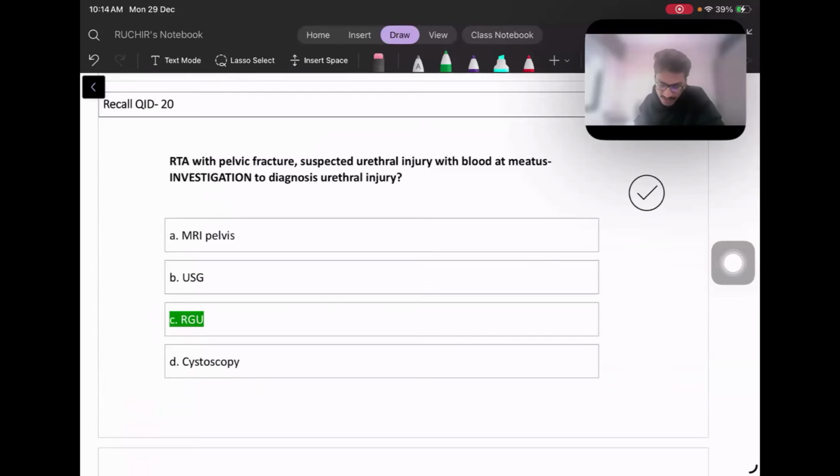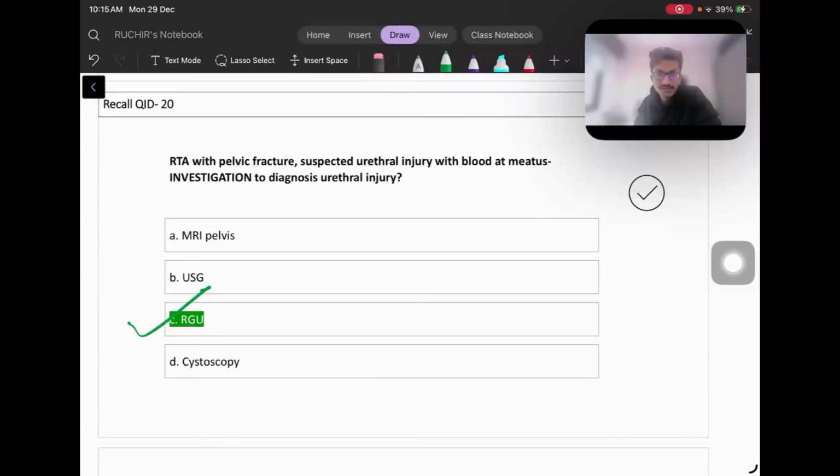A patient presenting with an RTA with pelvic fracture, suspected urethral injury with blood at meatus, investigation to diagnose urethral injury was the scenario. Any addition to the scenario for this question? Okay, so simple question. Yeah. So here the answer is RGU.